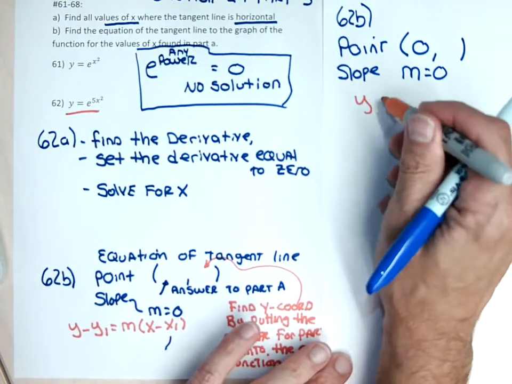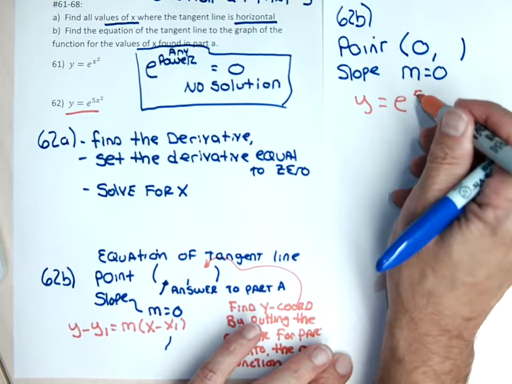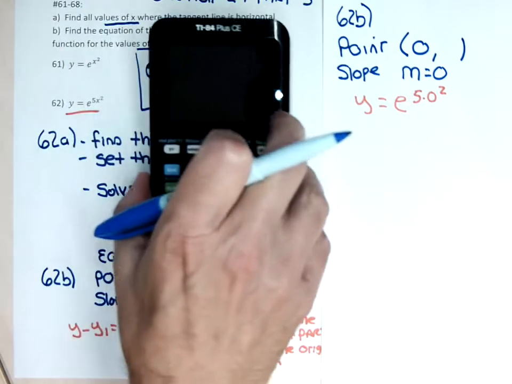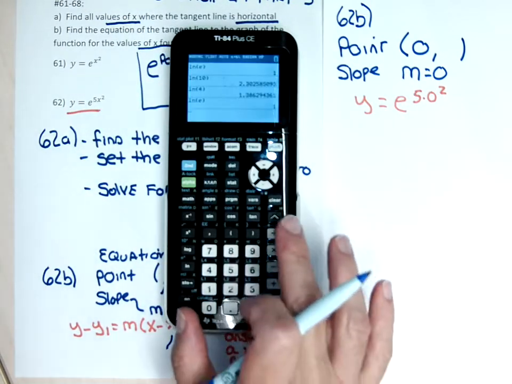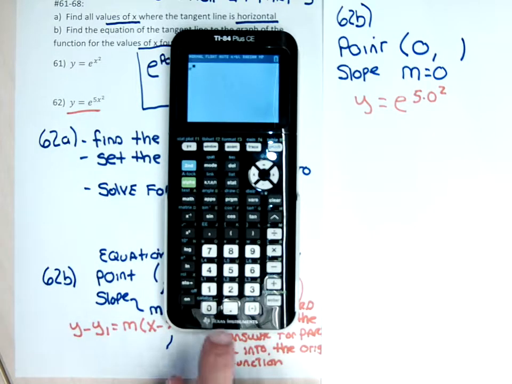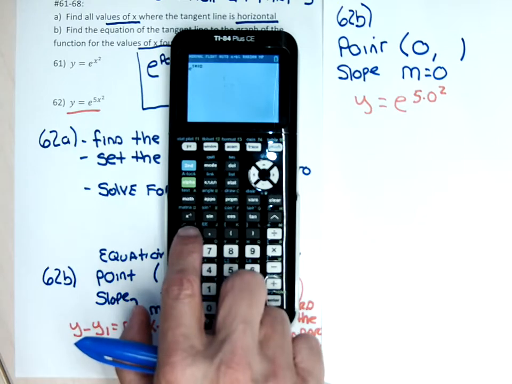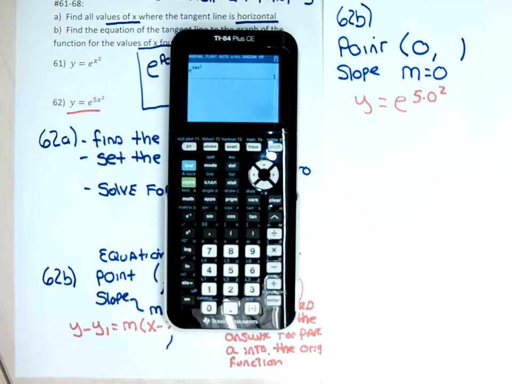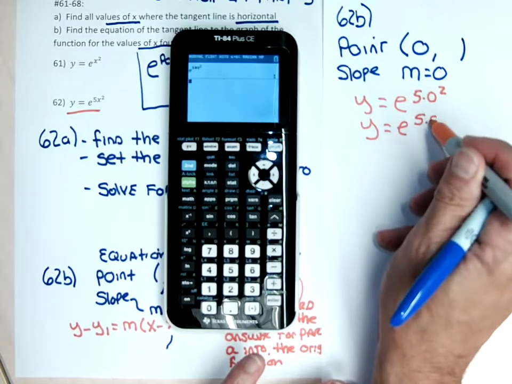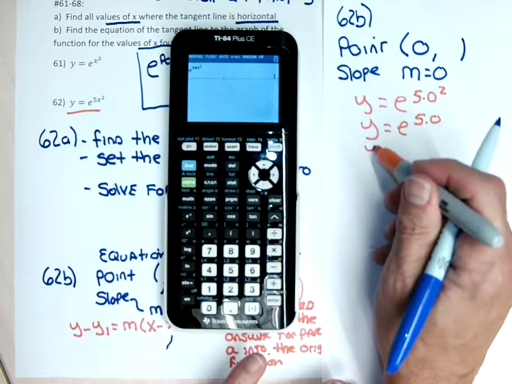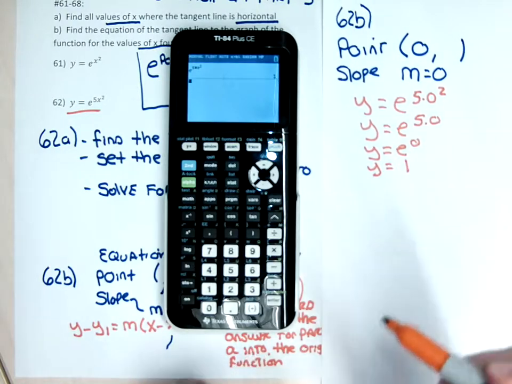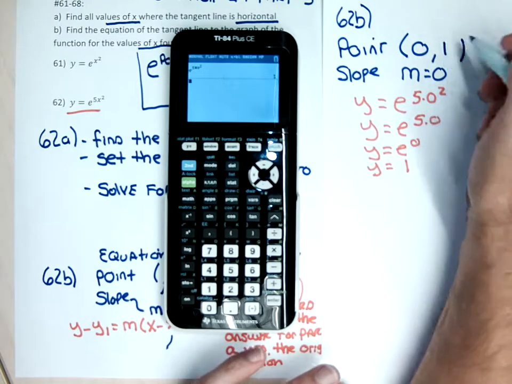I'm going to go y equals e to the 5 times 0 squared. And if I don't know that that's equal to 1, because the exponent simplifies to 0, on my calculator I could go second and ln to get e with an exponent, and then 5 times 0 squared, and that's going to give me 1, because this is really y equals e to the 5 times 0 power, because 0 squared is 0 and you do exponents first. That gives me e to the 0 power, and anything to the 0 power is 1. So that's the y coordinate of my point.